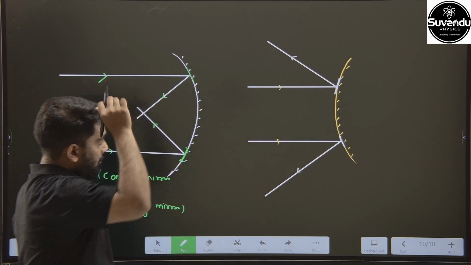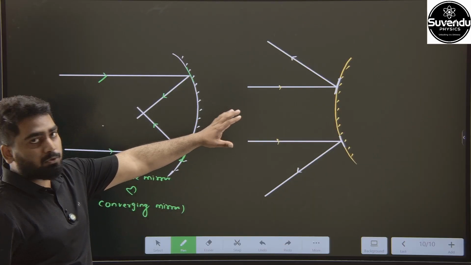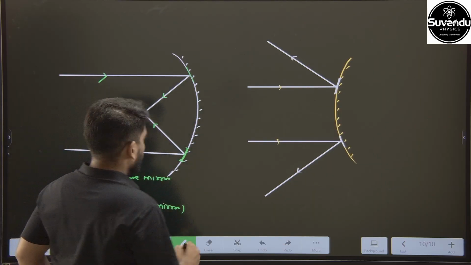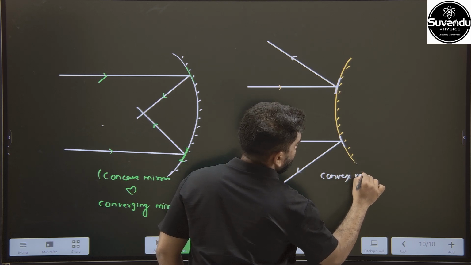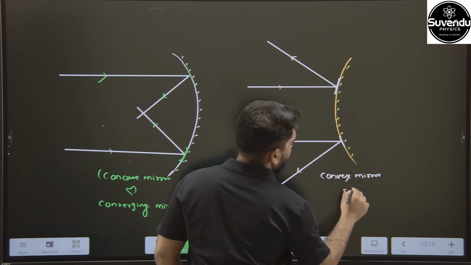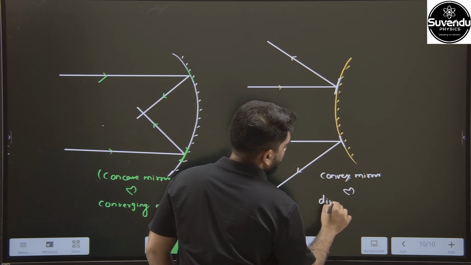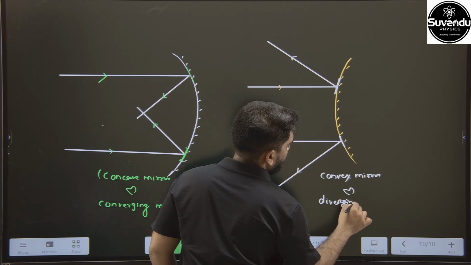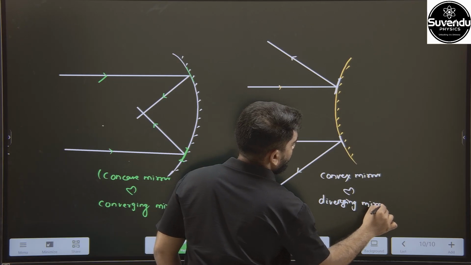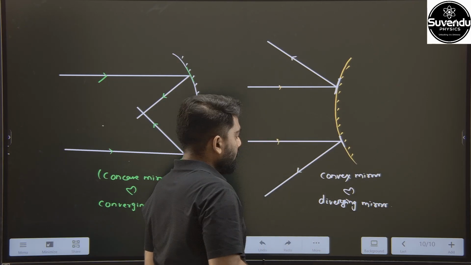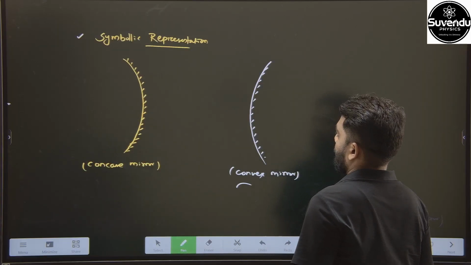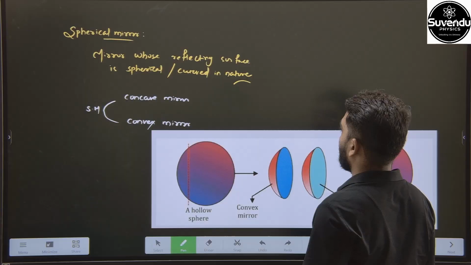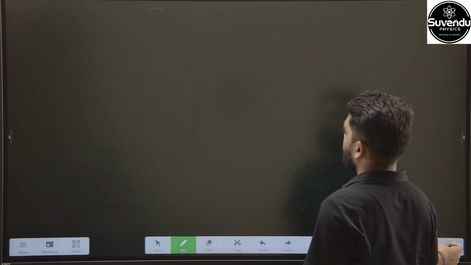So after reflection, all the reflected rays start to diverge away from each other. Due to this reason, convex mirror is also termed as diverging mirror. Yes. So this is all about our plane mirror and spherical mirror. Now you can take the screenshot of this last page.